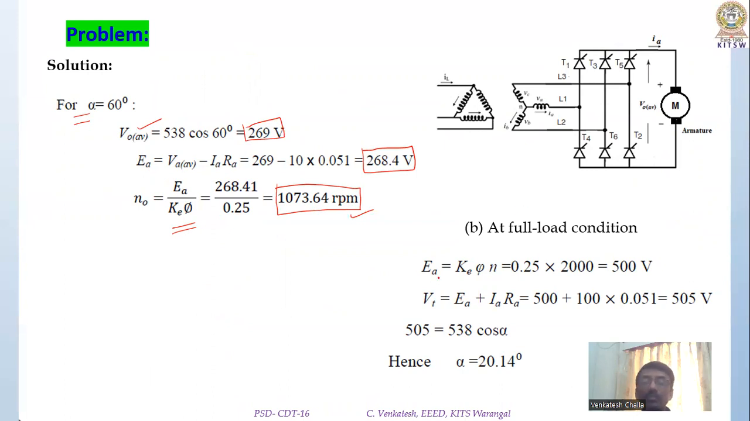Now, the second one is asked to find out what is the alpha at full load condition. So, at full load condition, what is back EMF? It is 500 volts and terminal voltage is 505 volts. So, therefore, we will get alpha as 20.14 degrees. So, in any case, you have to use the V average equation, which gives the relation between EB and alpha. So, from that, we have to find out the remaining values.